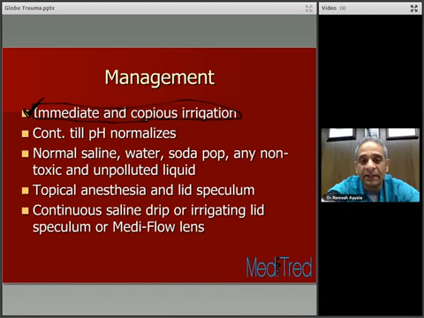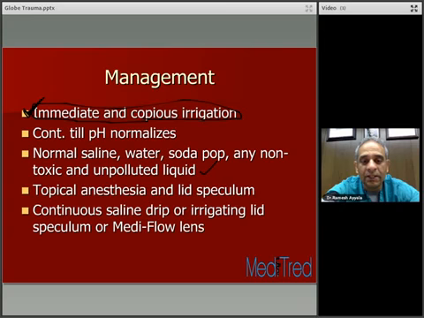If nothing is available, use clean liquids that are there, such as a carbonated Coke can; use Coke. I mean, anything that you have that is clean, use that liquid to wash out the eye. Continue the copious irrigation till the pH normalizes. Normal saline, water, soda pop, any non-toxic and unpolluted liquid is okay.